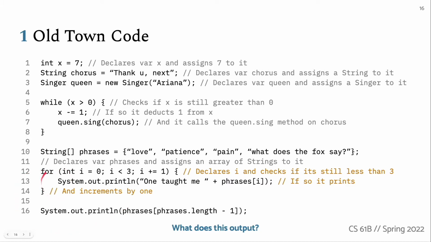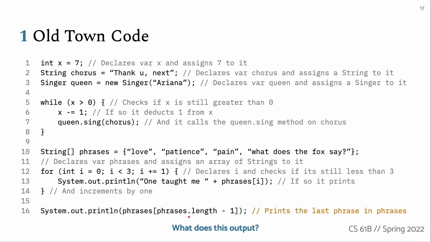And do that 2 more times, which will print out "1 taught me love, 1 taught me patience, 1 taught me pain," and at that point, i will be equal to 3, and we will no longer satisfy this condition of being less than 3. So then we'll move on 1 more time, and we will print out the last phrase in phrases down here, which is "what does the fox say."